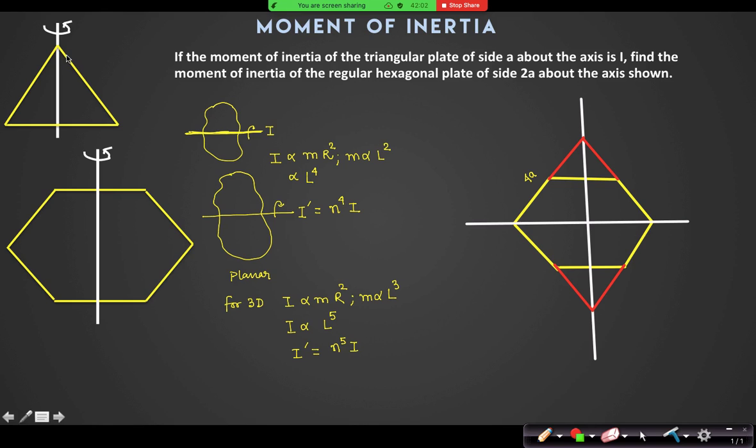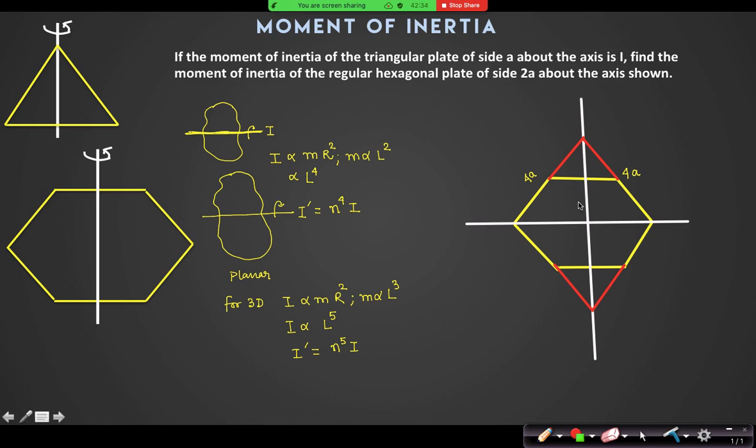I tried to break it into 6 small triangles, but that didn't work. Even if you break it into 6 parts, all the triangular parts will not be along this axis of rotation. Somewhere outside, so you have to use the parallel axis theorem, shifting for each triangle. You can do it that way and then calculate, but that will be a very lengthy calculation.